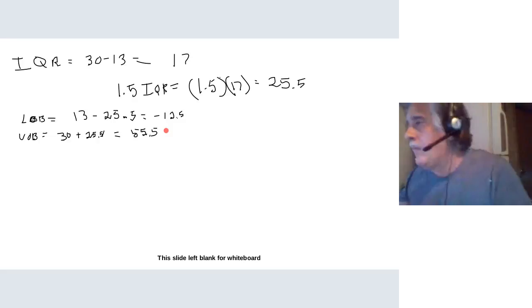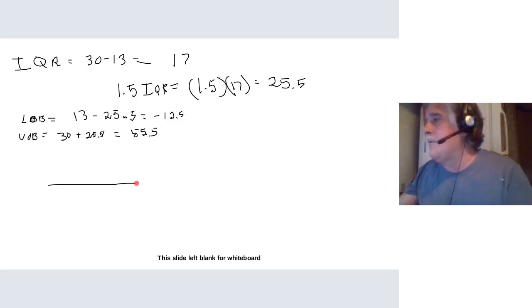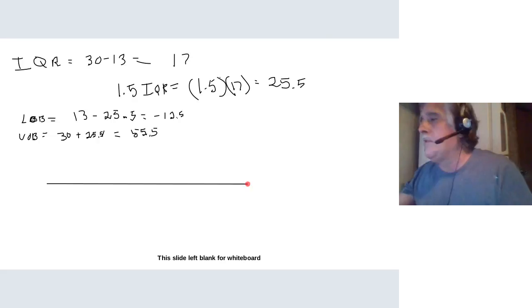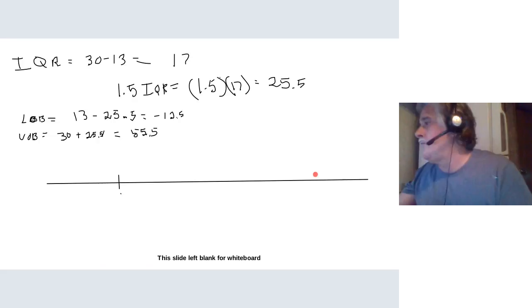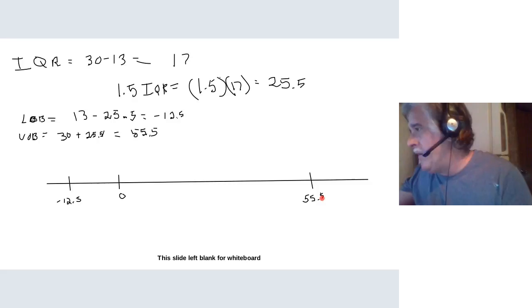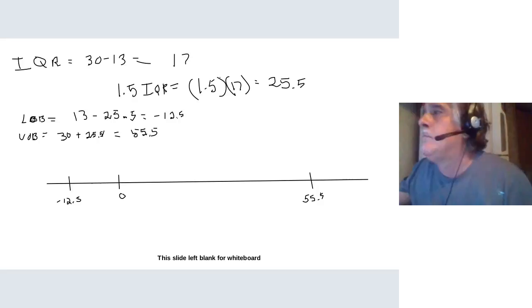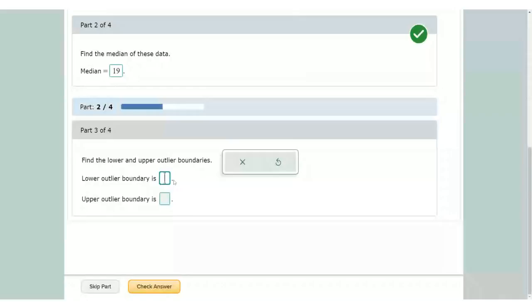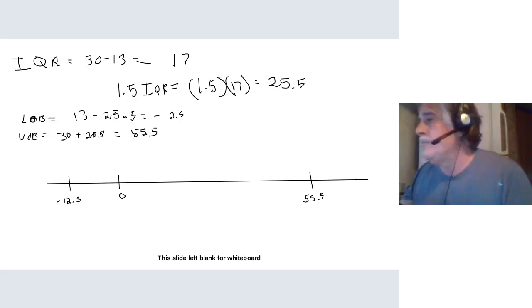So now the boundaries are, like I said, you can kind of think of it like this. So 0 will probably be in here somewhere. So let's just say for perspective, 0, negative 12. All right, so I'm just going to have that, and let's go back to the problem. All right, so what was it? It was negative 12.5, right? Oops. 12.5 and 55.5. Okay.